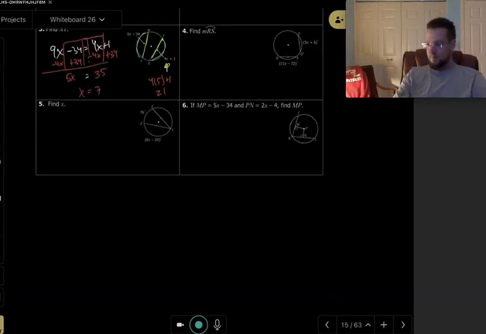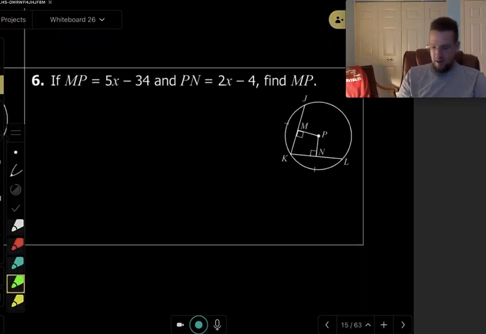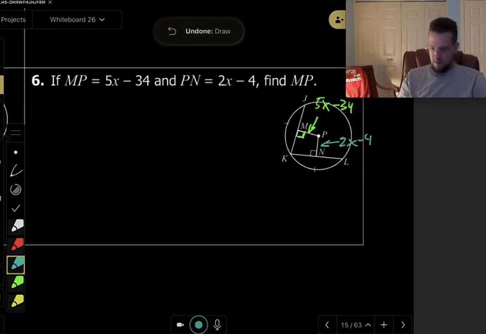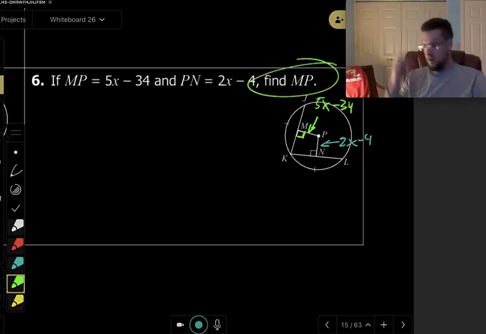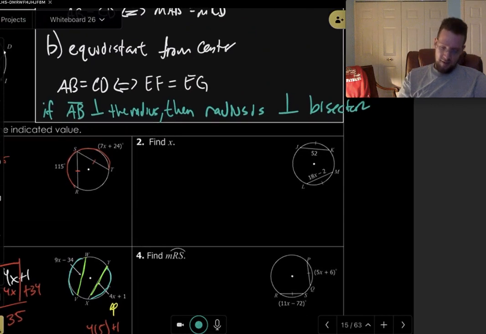How about we look at number 6? Because number 6 has some perpendicular things going on here. Okay, so number 6 says we have these perpendicular lines, right? We're told that MP is 5x minus 34, and PN is 2x minus 4. Find MP. And you might be thinking, whoa, what's going on here? But we need to use the language. The language says that if the chord is perpendicular to the radius, then the radius is a perpendicular bisector.